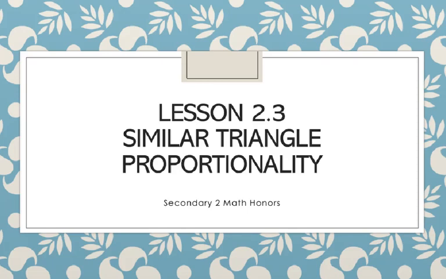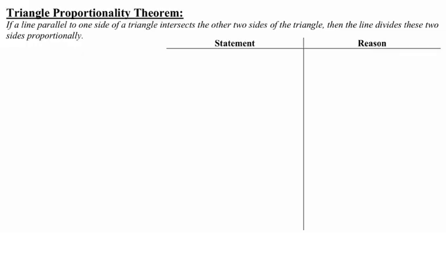This is lesson 2-3 for secondary 2 math, and today we're going to talk about similar triangle proportionality, specifically a couple of theorems that work with similar triangles. The first thing that you see on your notes is the triangle proportionality theorem, and it says that if a line is parallel to one side of a triangle and intersects the other two sides of the triangle, then the line divides these two sides proportionally.